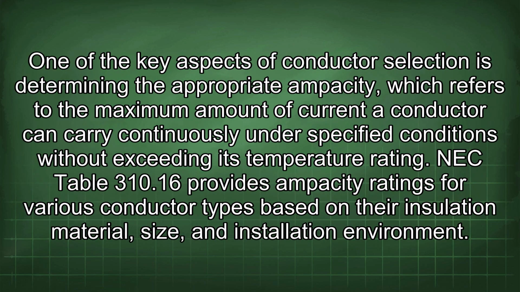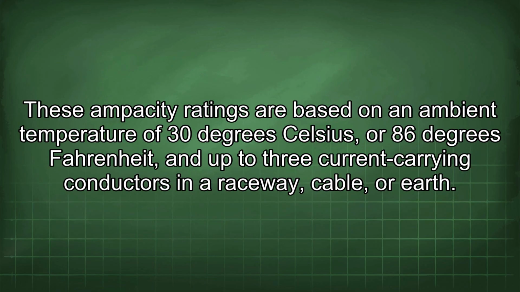One of the key aspects of conductor selection is determining the appropriate ampacity, which refers to the maximum amount of current a conductor can carry continuously under specified conditions without exceeding its temperature rating. NEC Table 310.16 provides ampacity ratings for various conductor types based on their insulation material, size, and installation environment. These ampacity ratings are based on an ambient temperature of 30 degrees Celsius or 86 degrees Fahrenheit and up to 3 current-carrying conductors in a raceway, cable, or earth.